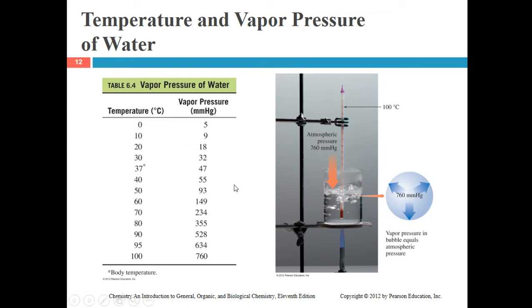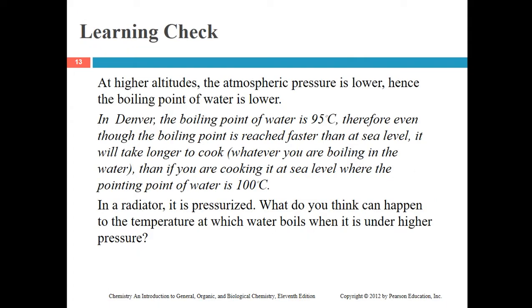We can also apply this to how many feet above sea level we are, which is very important when it comes to cooking, for example. At higher altitudes, the atmospheric pressure is lower. Because the atmospheric pressure is lower, the boiling point is going to be lower. So in Denver, the mile high, 5,208 feet, the boiling point of water is 95 degrees Celsius rather than 100 degrees Celsius. Therefore, even though you're going to reach the boiling point faster than at sea level, it will take longer to cook if you're boiling something in water.